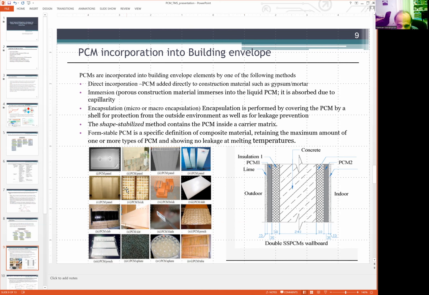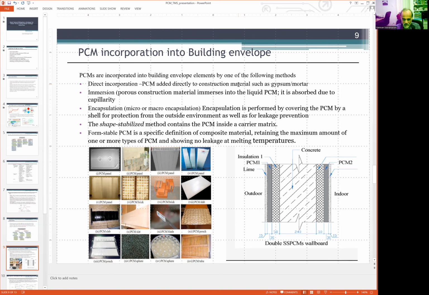And how do we incorporate these? One is, for example, direct incorporation. This is added directly to the construction material, such as gypsum or mortar. Or the construction material is immersed into the liquid PCM and it's absorbed due to capillary action. Or you could encapsulate it, micro or macro, by covering the PCM with a shell for protection from the outside environment, as well as for leakage prevention.